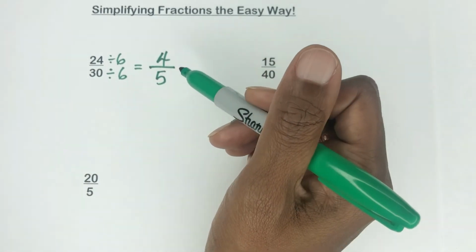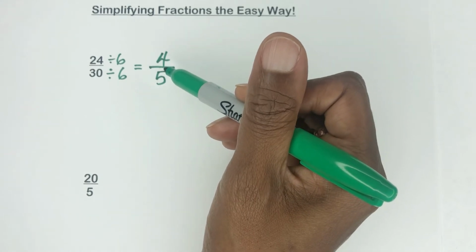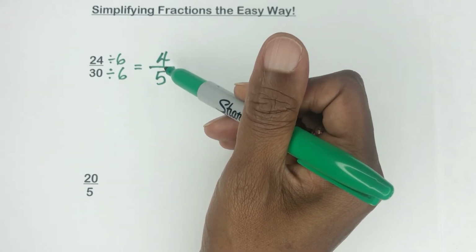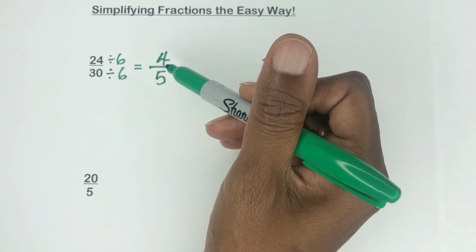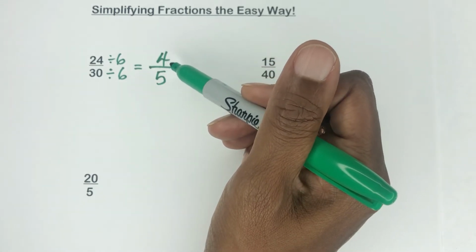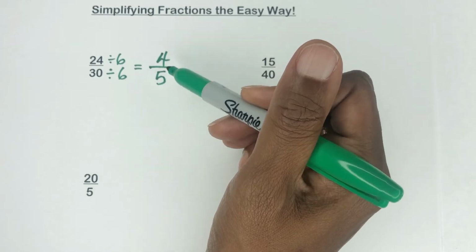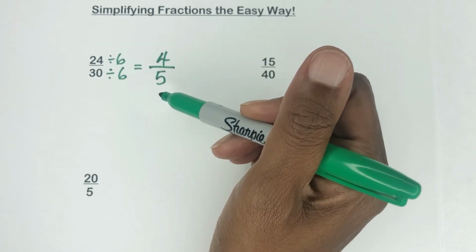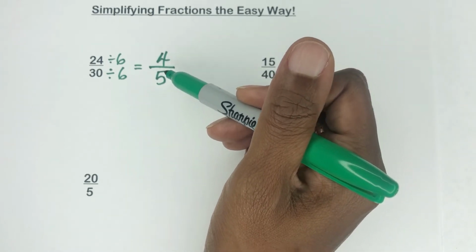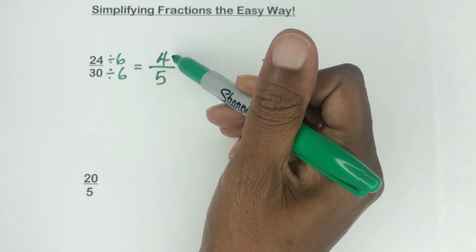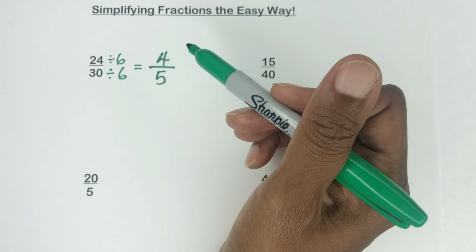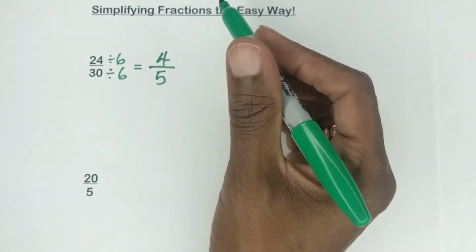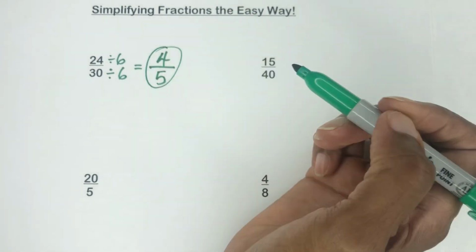Now, how do we know that you have simplified or reduced the fraction down to its lowest terms? You will know when you don't have a number that can be divided into both of these. And there you have it. There isn't a number that can go into both of these. 2 can go upstairs but can't go downstairs. 5 can go into itself but can't go upstairs. So you're actually done with this one. 4/5 for this one.